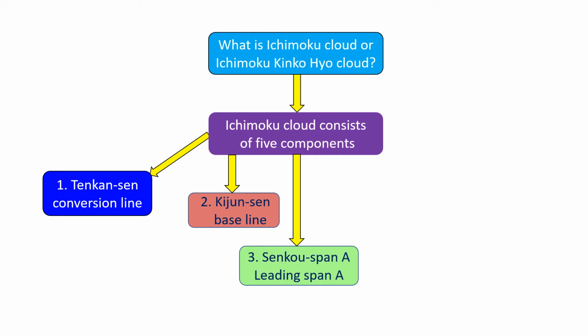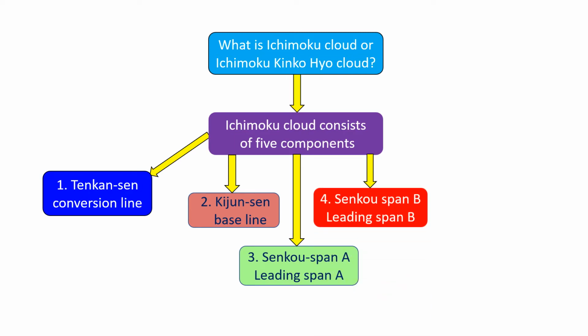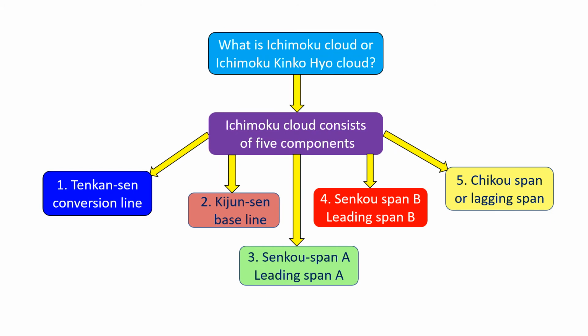Number 3 is Senkou span A or leading span A. Leading span A is considered a fast moving average and is a line used to measure momentum and can provide trade ideas based on support and resistance levels. Number 4 is Senkou span B or leading span B. Leading span B is considered a slow moving average and can provide trade ideas based on support and resistance levels. And finally, number 5 is Chikou span or lagging span. It is designed to allow traders to visualize the relationship between the current price and prior price as well as to spot potential reversals.